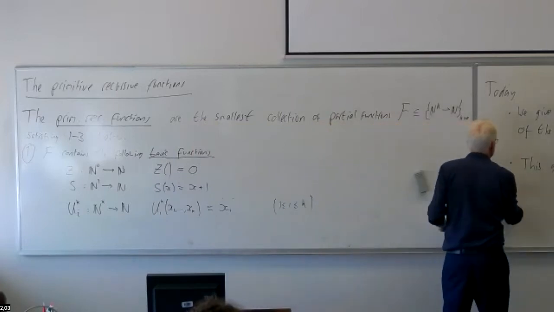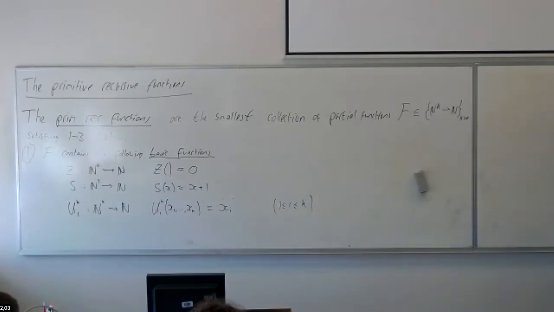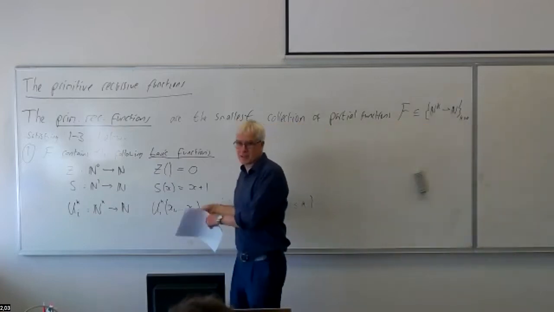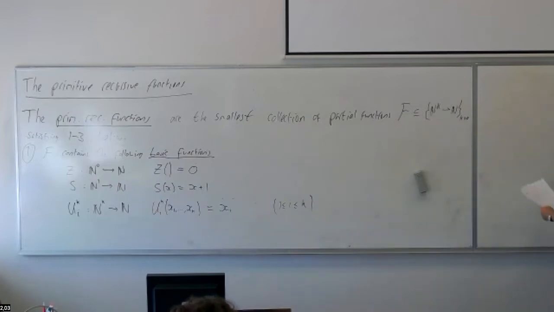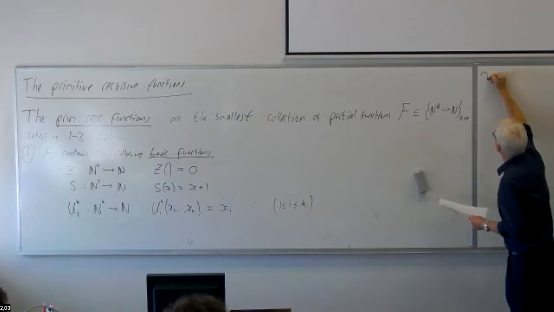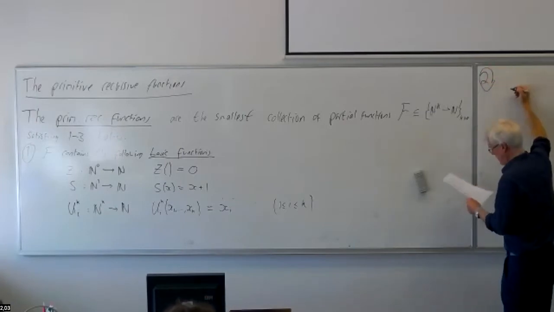Condition 2 is that it's closed. The functions in the collection are closed under composition. So whenever you have some functions in your collection F, if they have the appropriate arities that you can compose them together, then that composite function is also in the collection F. So 2 is composition, in a circle like that.